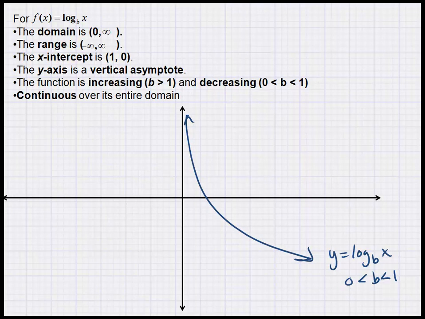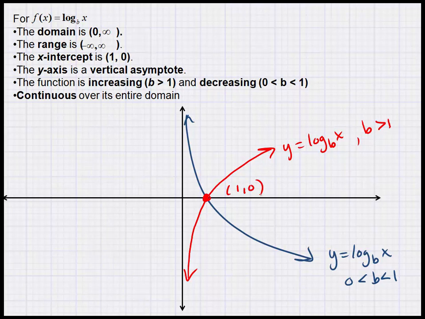And then we also have this one, and this one is for y equals log base b of x, where b is bigger than 1. They both go through this point 1, 0. And that comes from the point 0, 1 on the exponential. But there are two different logarithmic graphs, just like there's two different exponential graphs.